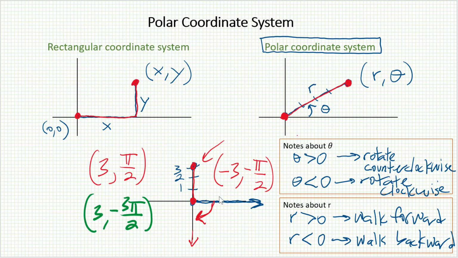Again, the key is to think about where your eyes are looking. You start looking in this direction. You're going to rotate around a certain amount. That's where your eyes are looking now. And then the sign of r tells you whether you will walk forward or backward from there.